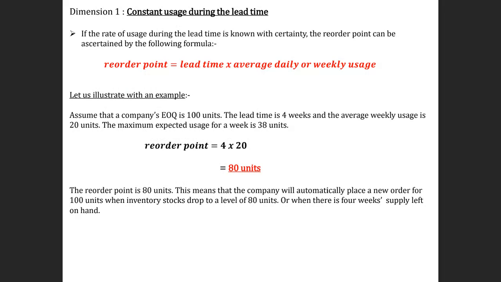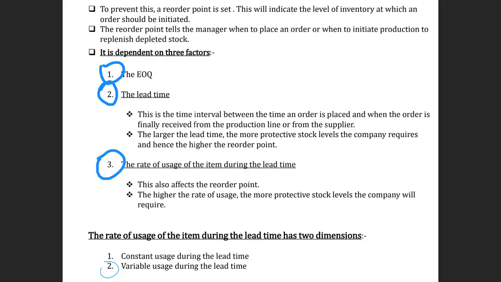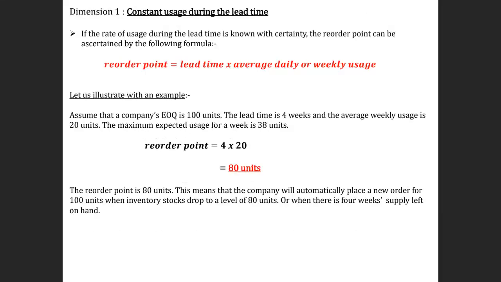So we saw the three factors that affect your reorder point. As we said, it's your EOQ, your lead time, and your rate of usage during the lead time. Now we're going to look at these two categories of the rate of usage and how they affect your reorder point calculation. We're starting off with constant usage.